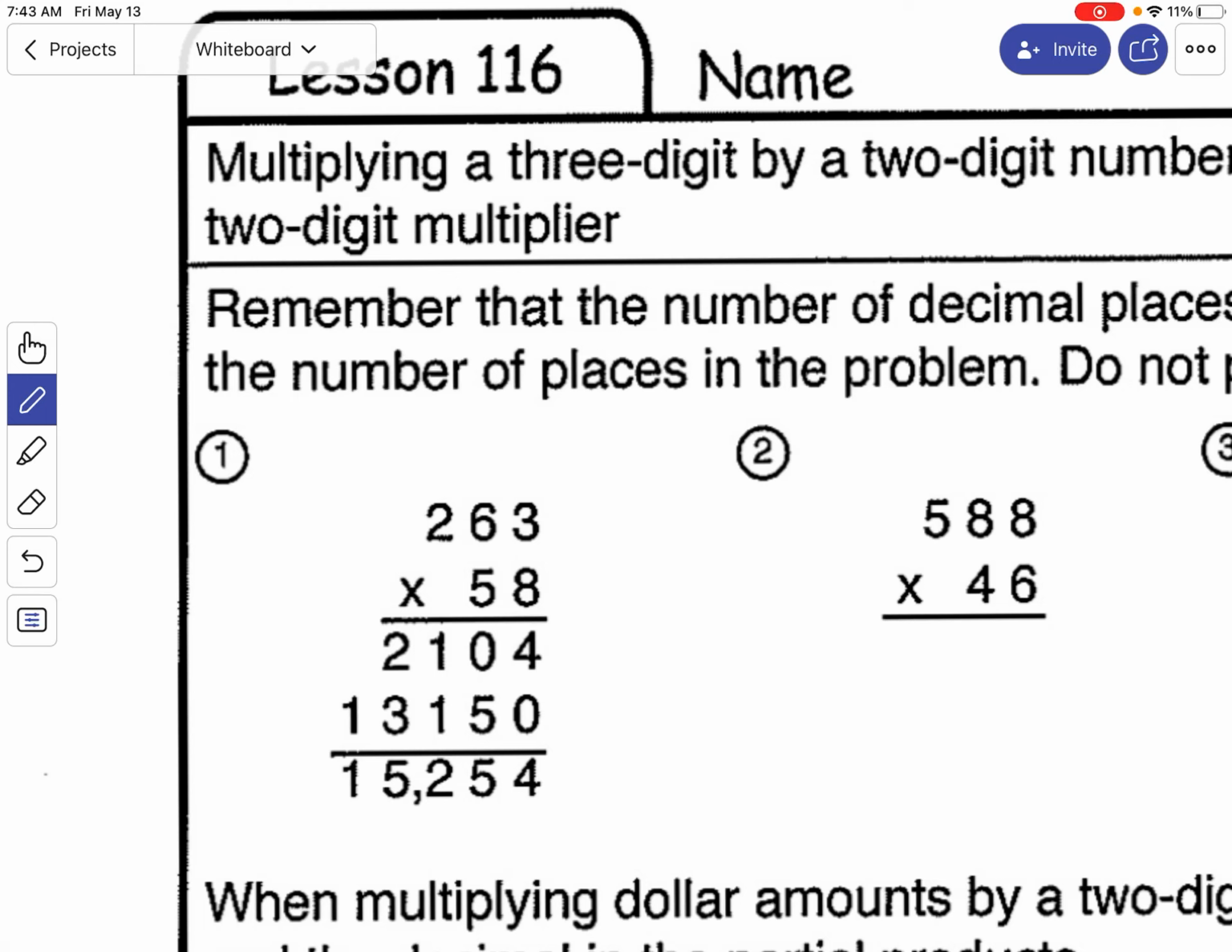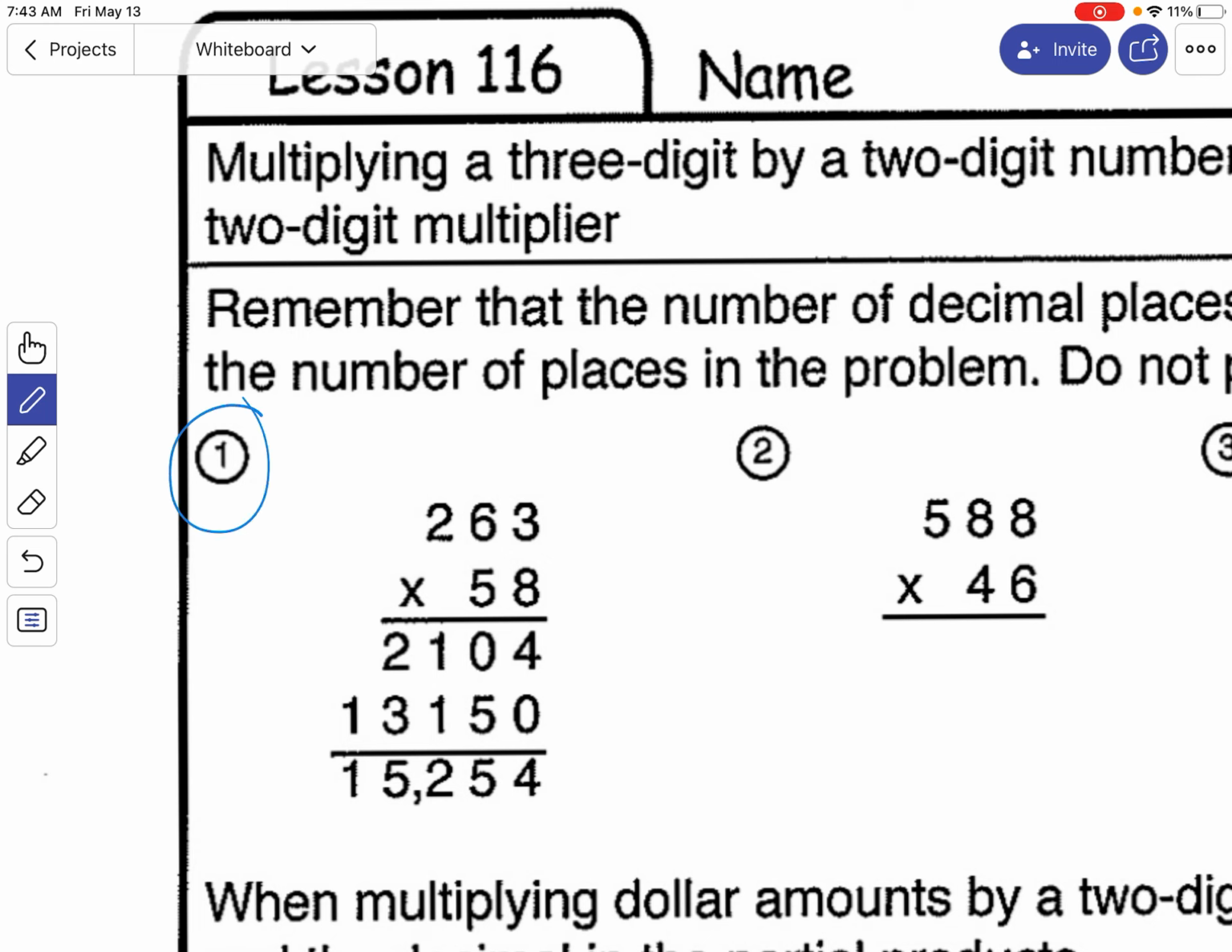Hello, boys and girls. We are going to look at fourth grade lesson 116 on the Excel program today, multiplying a three-digit number by a two-digit number. We're getting more and more digits in our multiplication problem. So here we go. Here's our first sample problem here.